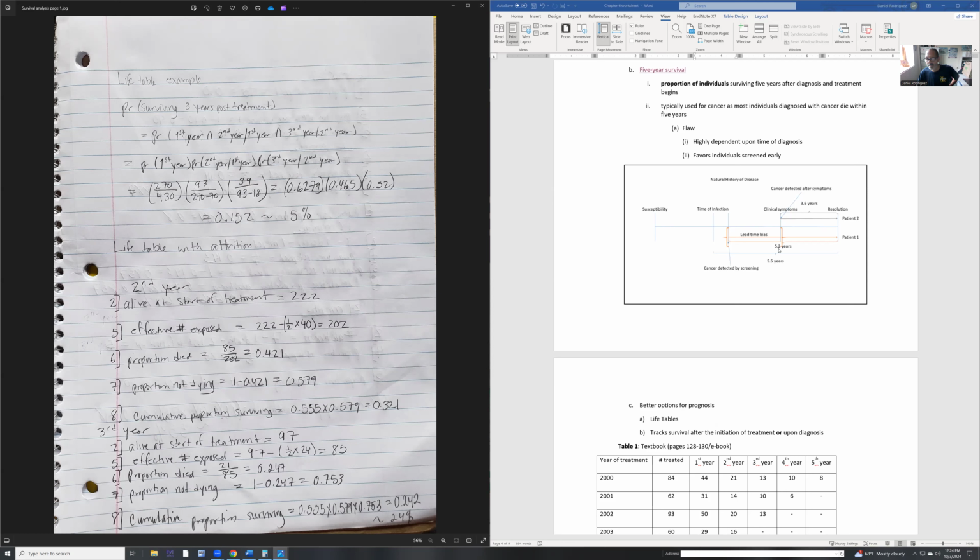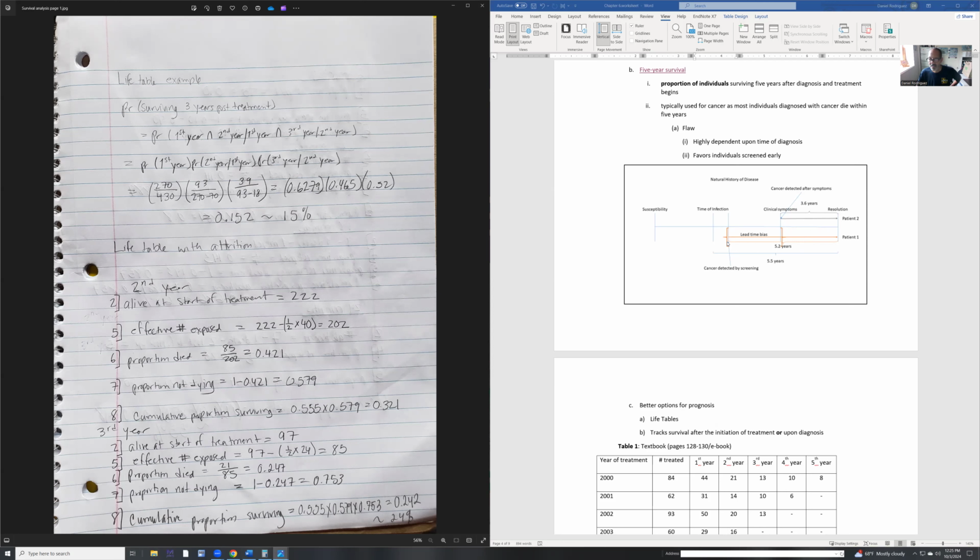So this person was diagnosed, right? Cancer was detected right after the symptoms occurred. And that person lived 3.6 years, right? So according to this, the person did not survive 5 years. But we have a success, right? We have a success for the person who was screened early.